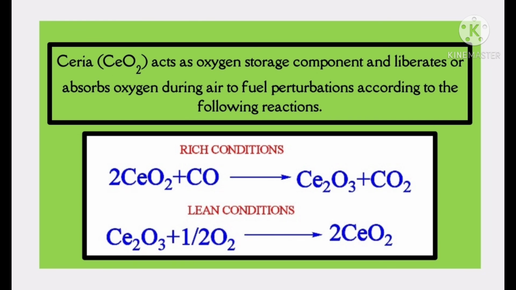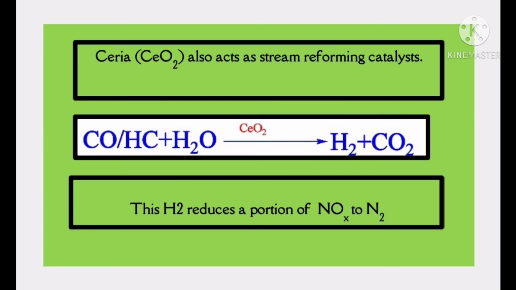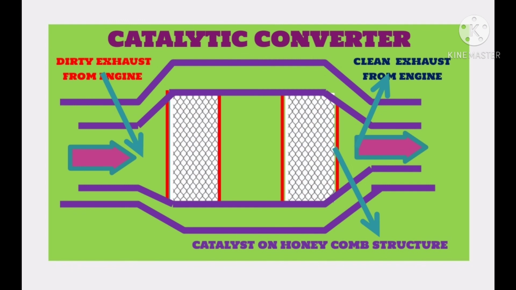Ceria acts as an oxygen storage component and liberates or absorbs oxygen during air-to-fuel perturbations according to the following reactions. Ceria also acts as a steam reforming catalyst. Hydrogen gas released in this reaction reduces a portion of nitrogen oxides to nitrogen gas. The internal structure of the catalytic converter looks like what is shown in this picture.